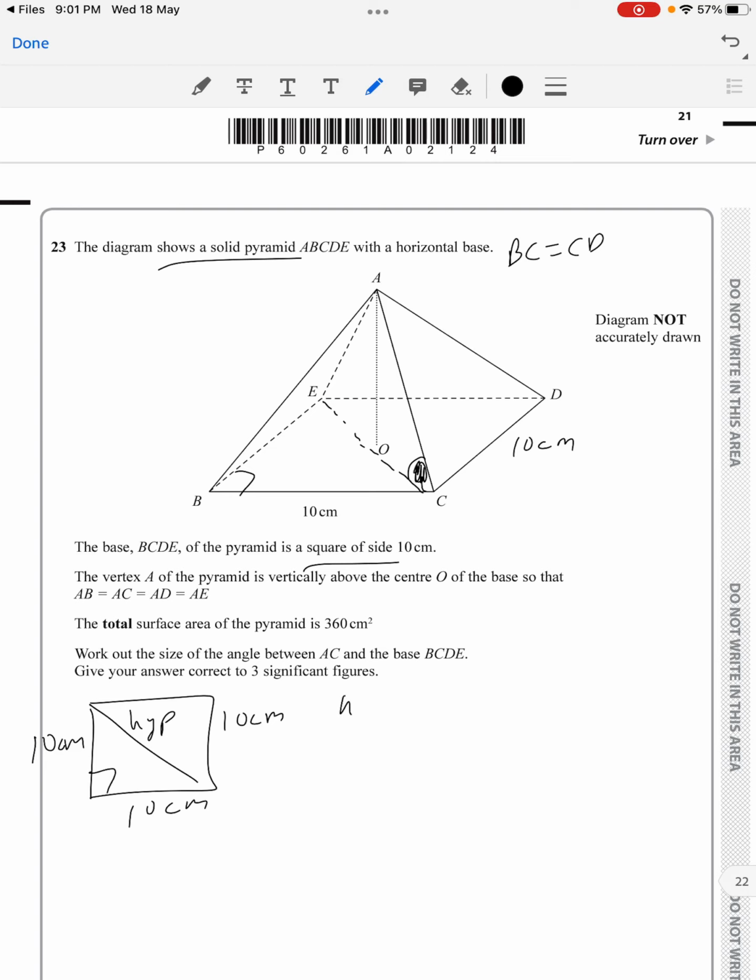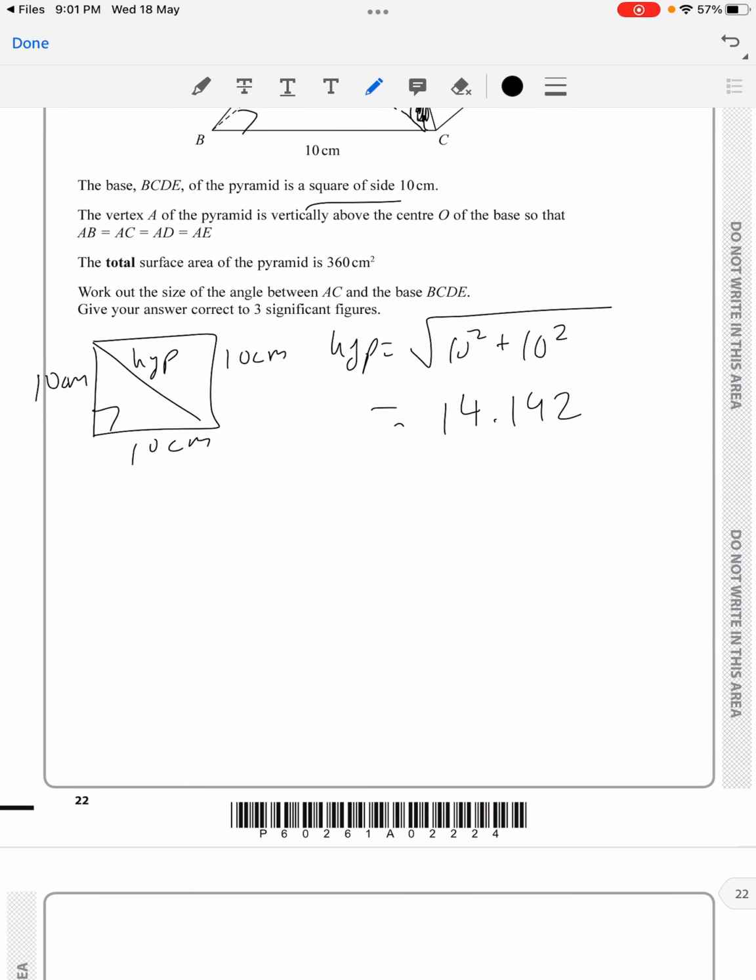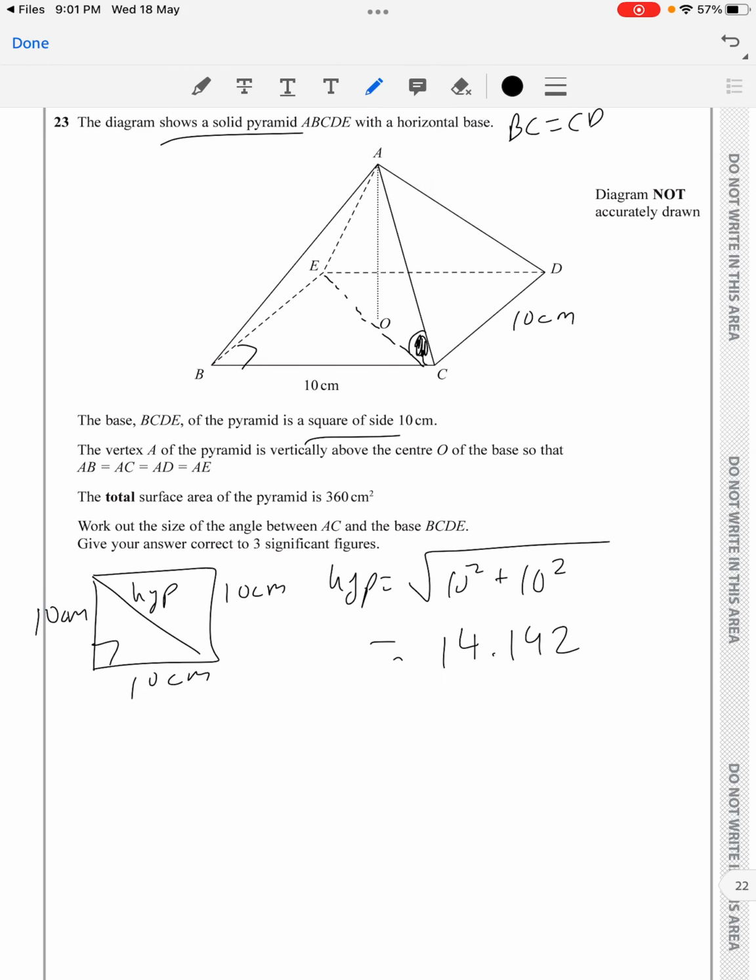Since in a square everything is 90 degrees, the angles are all 90 degrees, you're going to find the hypotenuse, which is the square root of the height squared plus the base squared. So you have the square root of 10 squared plus 10 squared. I'm just going to put it in decimal form. It's 14.142. Now in order to solve that question, we have found the hypotenuse as well.